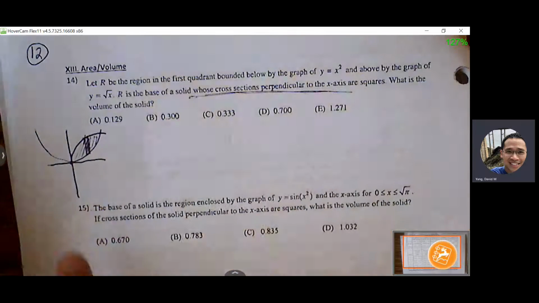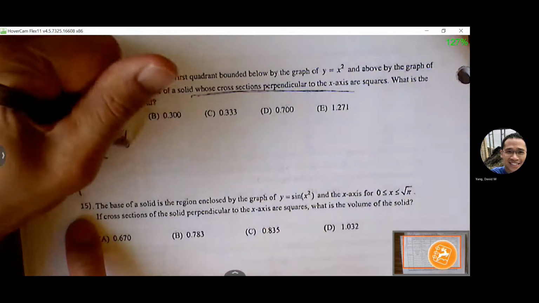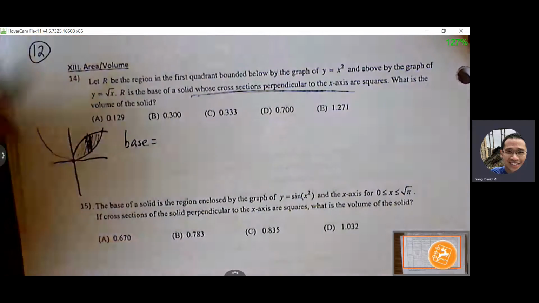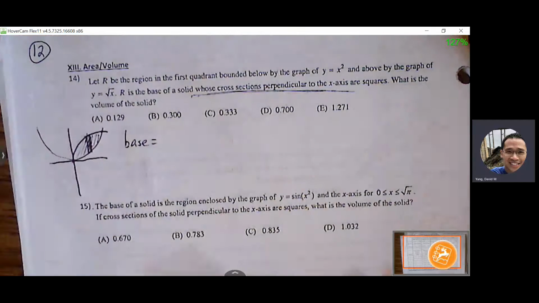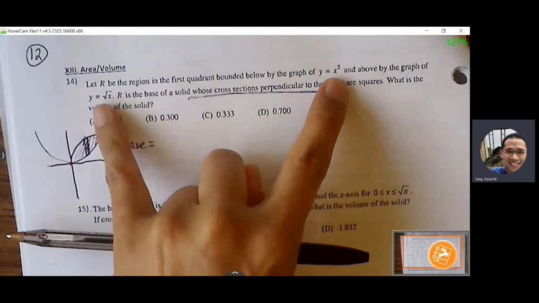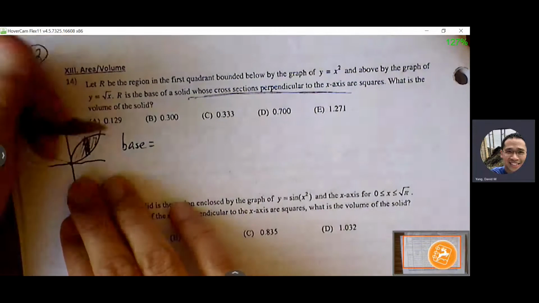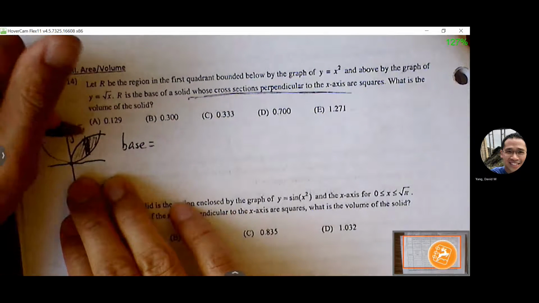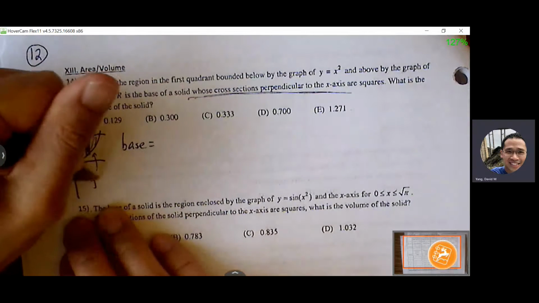Okay, so all we need to do is top minus bottom. And if it's a vertical base, it's easier. We can just rely on the equations here, no need to adjust them. The top is the square root of x, and the bottom is y equals x squared.